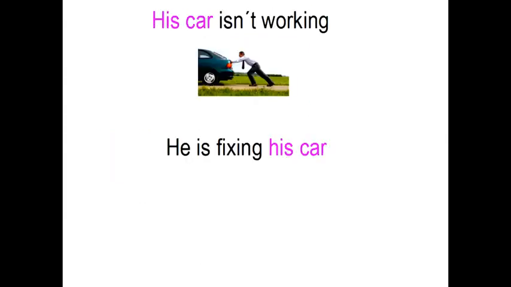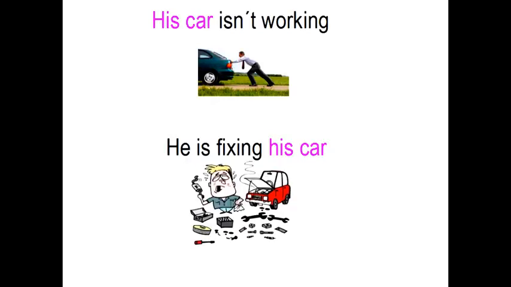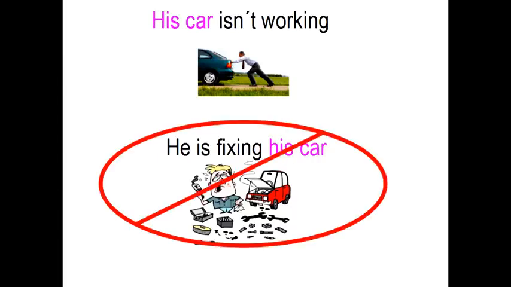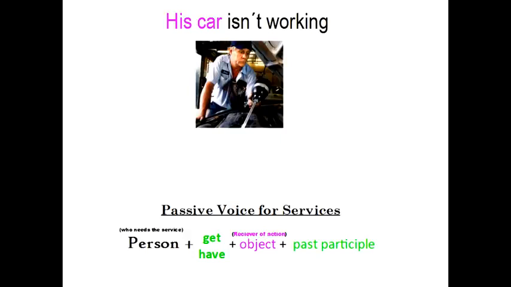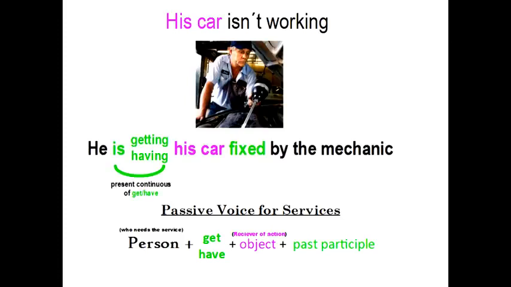Okay, our last example. So his car isn't working. Now, I can say in the active voice, he is fixing his car, but that sounds like he's the person doing the work on his car. Well, if he's a mechanic, that's okay, but if he doesn't know anything about cars, we don't want to say that, because we don't want to say that he is the person fixing his car. No, that's a service. So, if I say his car isn't working, I can use my passive voice, keeping in mind I'm talking about right now, and I can say he is getting his car fixed by the mechanic, or he is having his car fixed by the mechanic.